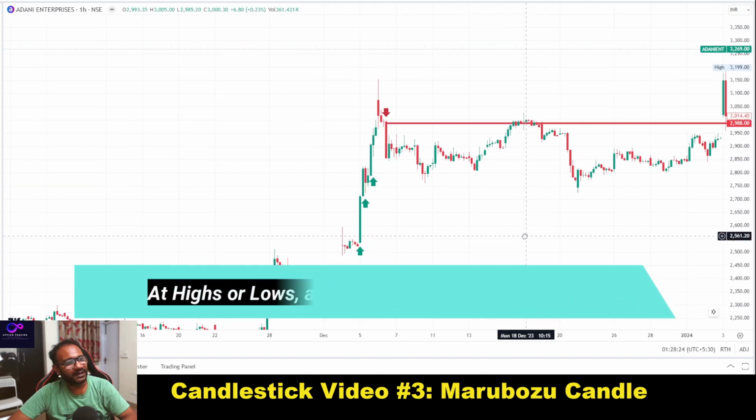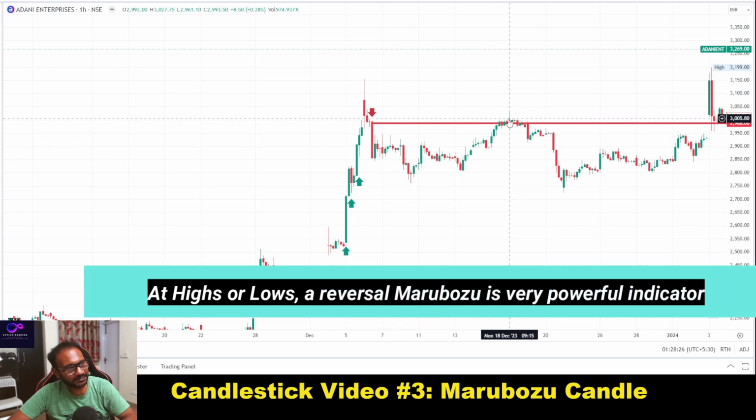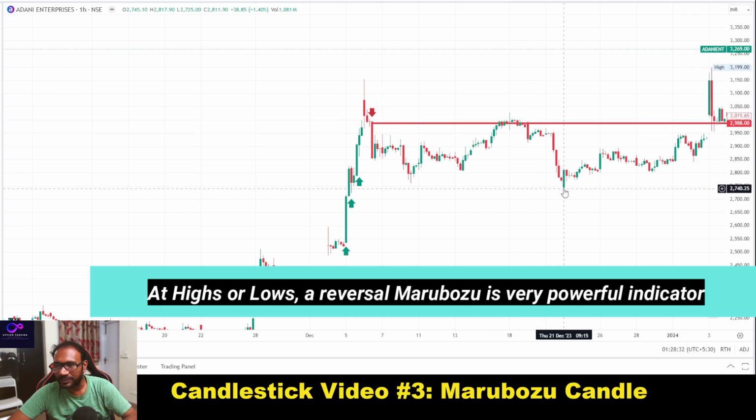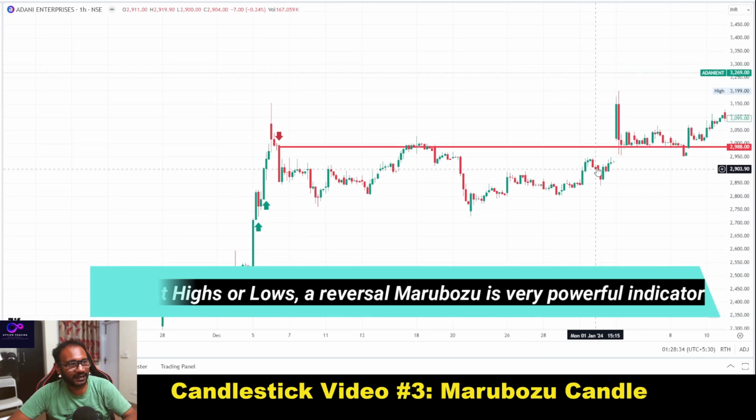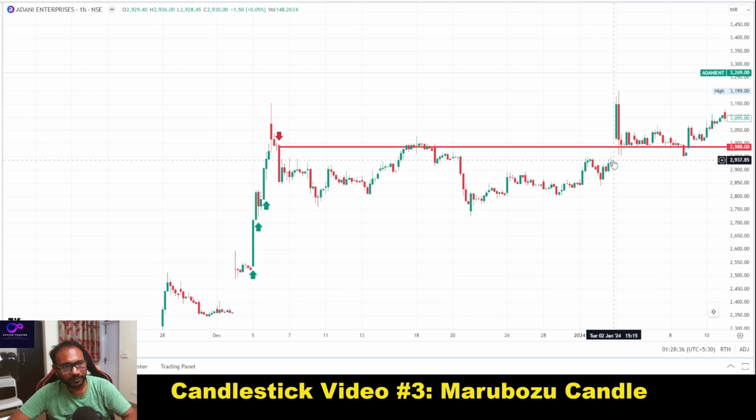Now, every time it reaches the edge of a Marubozu candle, indicating a reversal, look at the kind of action. It's coming down pretty fast, right? And later when it wanted to break, it broke with a large Marubozu candle on the upside, but the next candle, what happened? It came super powerfully down and took support at exactly this level, right?